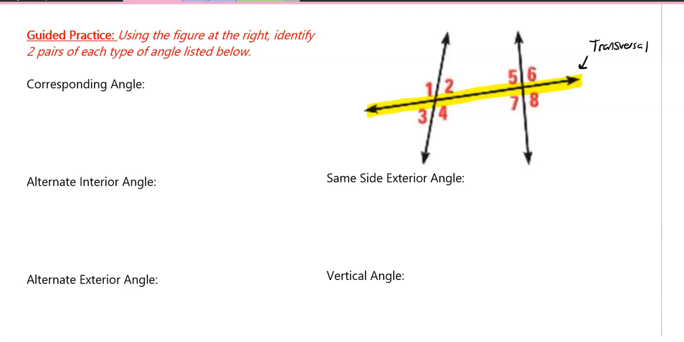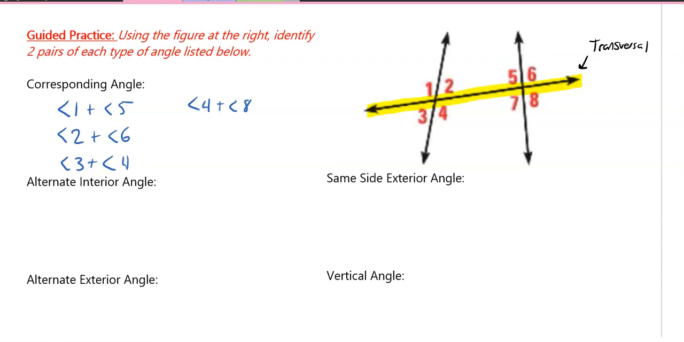So corresponding angle, if we take angle 1, the corresponding angle that is above the transversal and to the left of the respective line would be angle 5. So angle 1 and angle 5 is one of the examples, but then there's a bunch of others. 2 and 6 would count, 3 and 7 would count, and then the last one would be angle 4 and angle 8. You only need to list 2, but we technically had 4 possibilities for corresponding angles. So you can see in those cases they're located in the same position at each intersection.